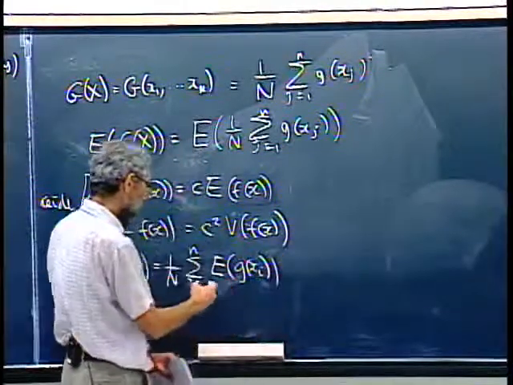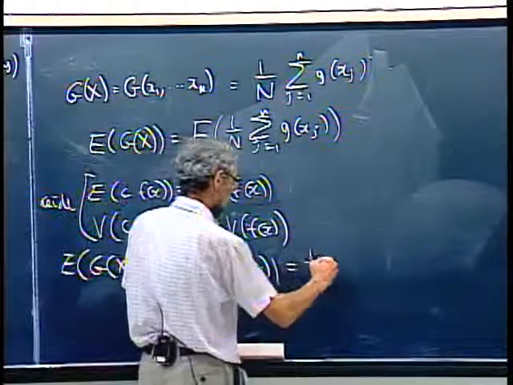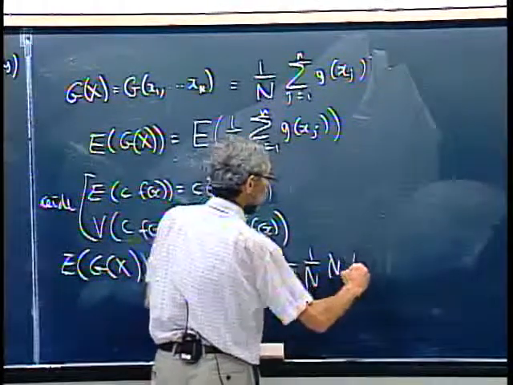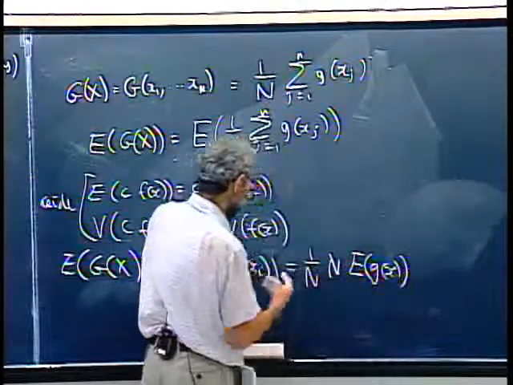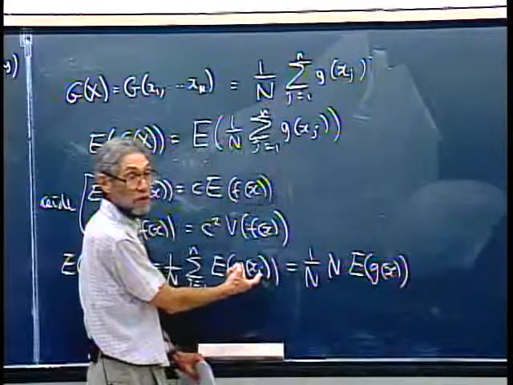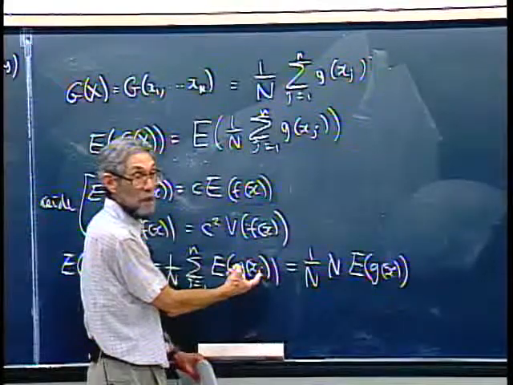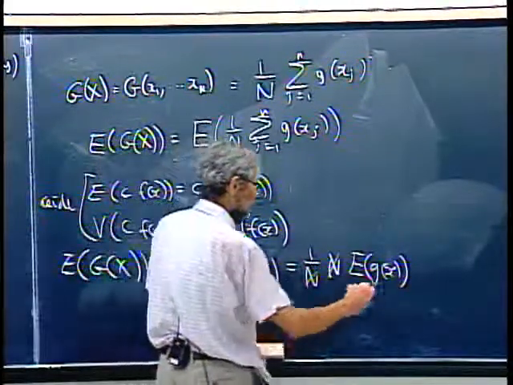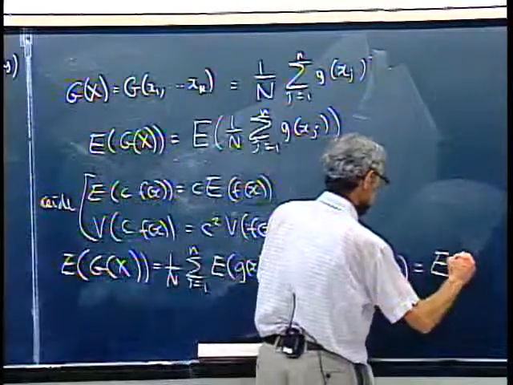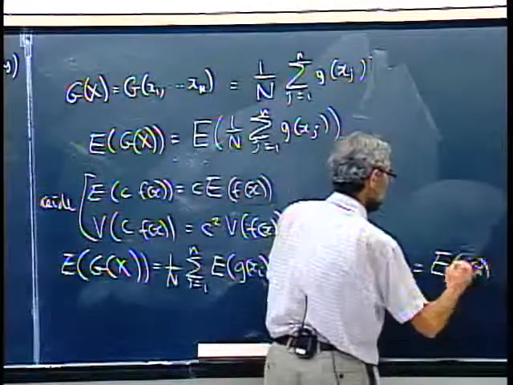Right? Now, this sum is really just n times the expected value of g of x, right? Because these are just names for the different trials. And the experiment is really the same each time. So this n cancels that n, and the answer is the expectation of g of x.